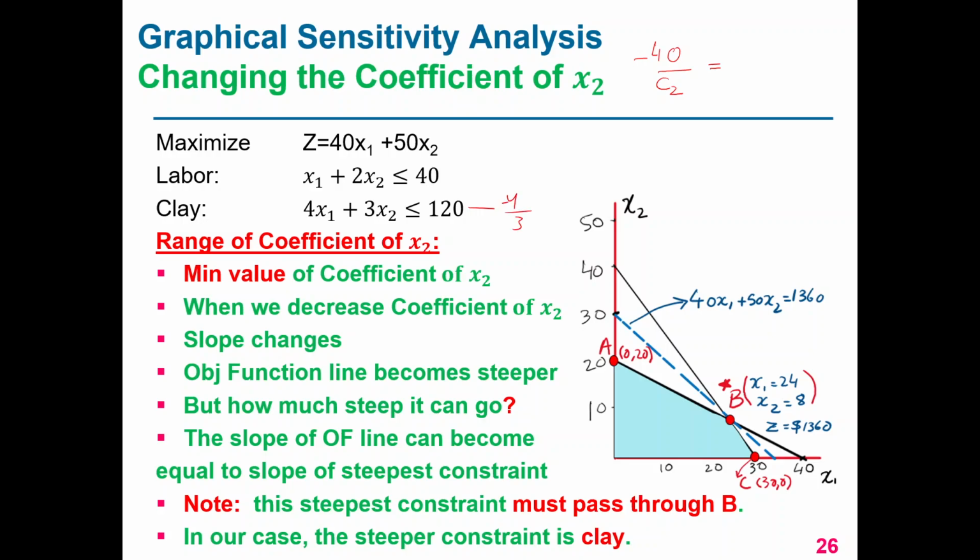This is minus 4 by 3, and this is minus 1 by 2. So if we put it equal to minus 4 by 3, that means c2 is equal to 120 by 4, and that is 30. So initially we found the maximum value of 80, and the minimum value is 30.